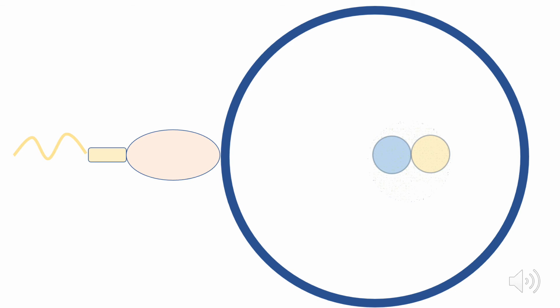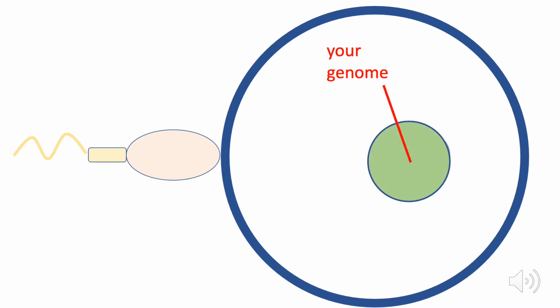After about half an hour, the 2 nuclei fuse together to form a single nucleus. This nucleus contains equal amounts of genetic information from your father and from your mother. This is your genome.